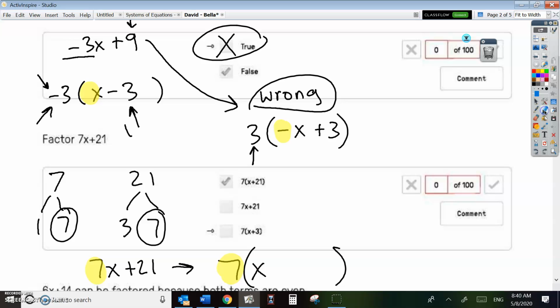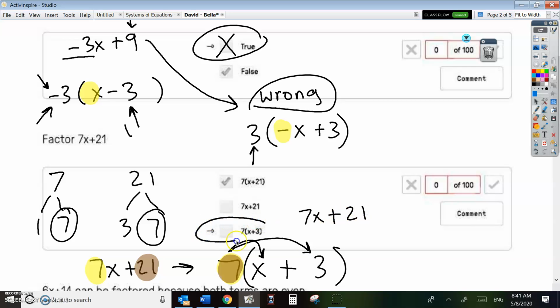Now do the division problem of 21 divided by 7, which is going to give you 3. Now here's how you check it. You distribute 7 to x, and that gives you 7x. Distribute 7 to 3, and that gives you 21. And everything is positive, so this is the correct response. 7 parentheses x plus 3. Or 7 times the quantity x plus 3.